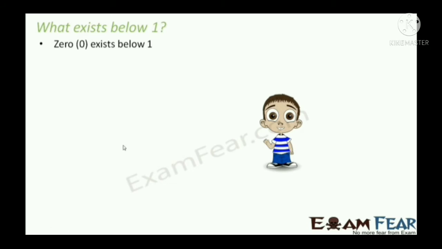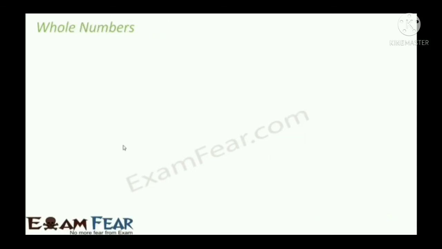So how do we include 0 in some type of number? That is when we introduced whole numbers. Now the term whole itself means complete. So these whole numbers are nothing but the natural numbers along with 0. These are basically numbers starting from 0, that is 0, 1, 2, 3, 4 till infinity. So all natural numbers plus 0 makes whole numbers.